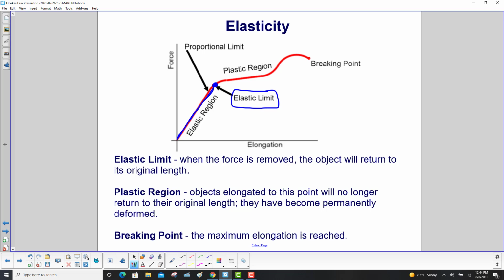The plastic region: objects elongated to this point will no longer return to their original length. They become permanently deformed. And finally, you don't see any data after this. Why? Because that's the breaking point. The maximum elongation is reached, and then it breaks.